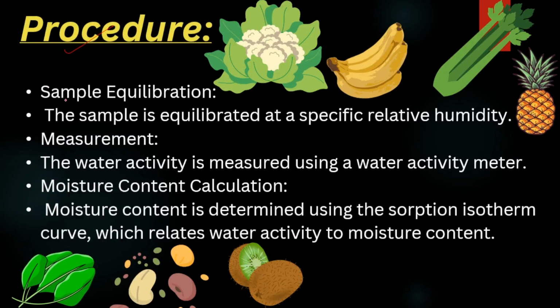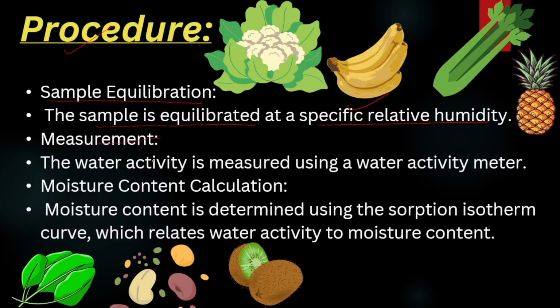Next, coming to the procedure, sample equilibration. The sample is equilibrated at a specific relative humidity. The relative humidity is the amount of water vapor in a unit of moist air. This relative humidity is the percentage of the moisture in the air compared to how much moisture the air can hold at a given temperature.